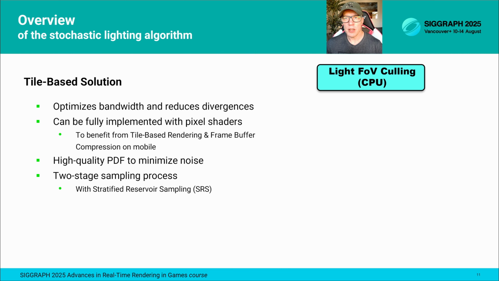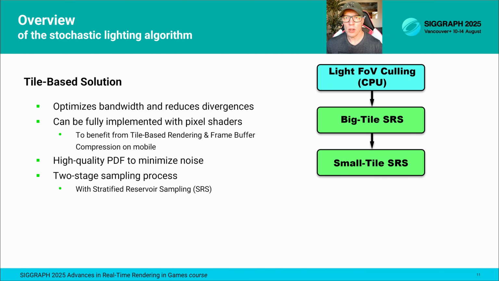The algorithm starts on the CPU side with the camera field of view culling of the scene lights. The list of culled lights is passed to the GPU for the first big tile sampling stage, where the screen is divided into larger tiles. For each big tile, we use Stratified Reservoir Sampling to select a subset of lights based on a simple low-cost PDF that roughly approximates light importance for the tile region. Then in the small tile resampling stage, we resample a few lights for small tiles by performing another round of SRS from the corresponding big tile reservoirs. This time we use a higher quality PDF that includes more accurate light visibility and BRDF terms.